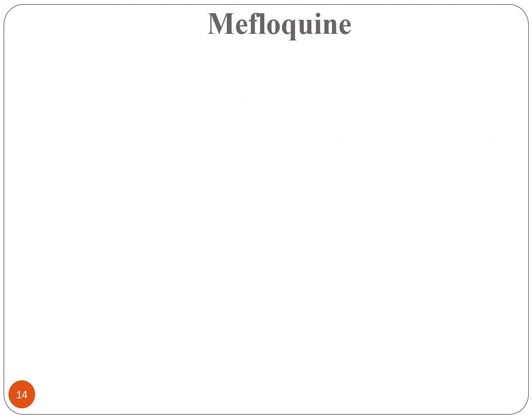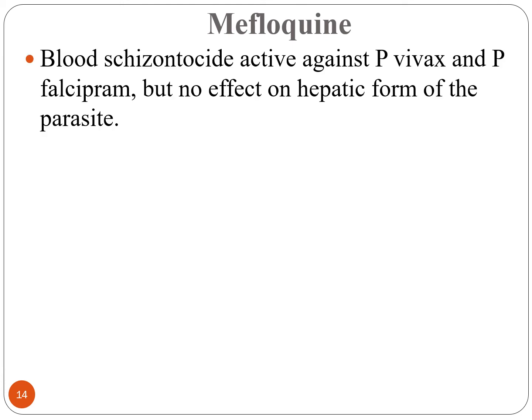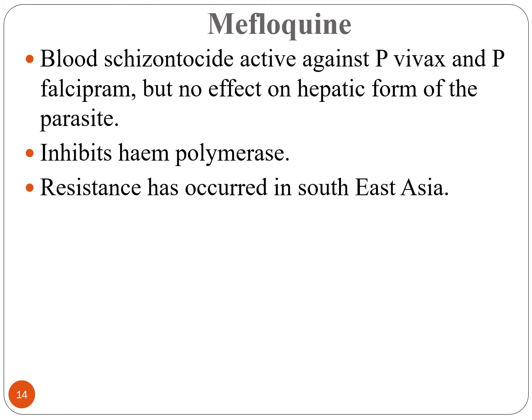Now we'll talk about another drug called mefloquine. Mefloquine also is a blood schizonticide that is active against Plasmodium vivax and Plasmodium falciparum, but has no effect on the hepatic form of the parasite. It only acts as a blood schizonticide. It has no effect on the liver form of the parasite, so it cannot prevent relapsing malaria. Also mefloquine inhibits heme polymerase, the same mechanism. Resistance has occurred in Southeast Asia.